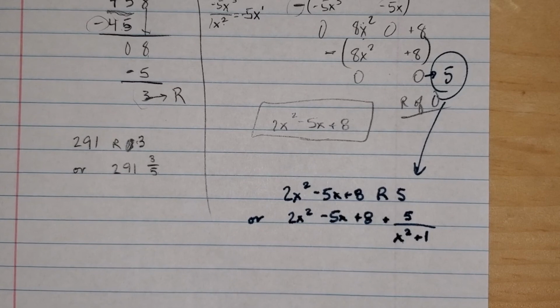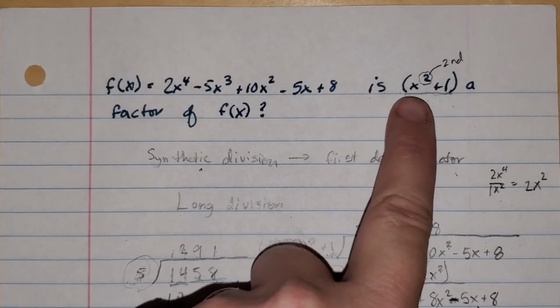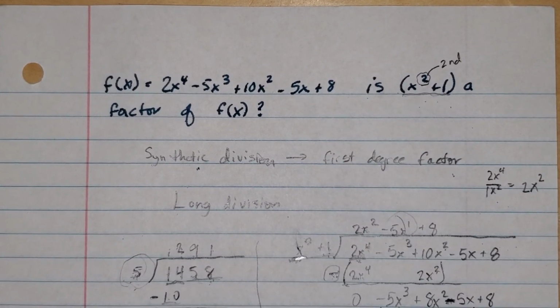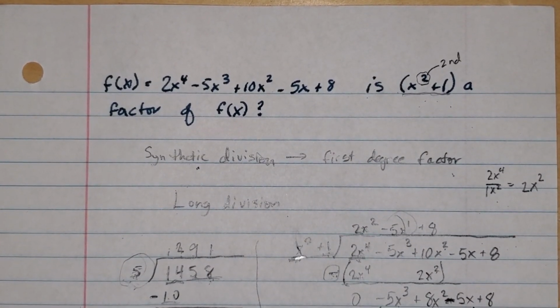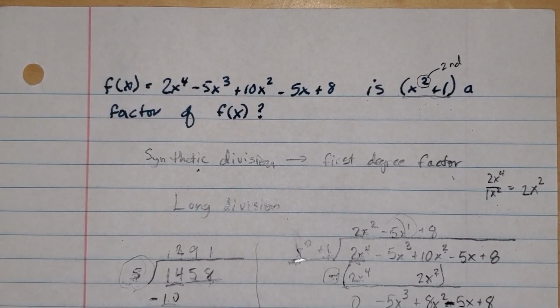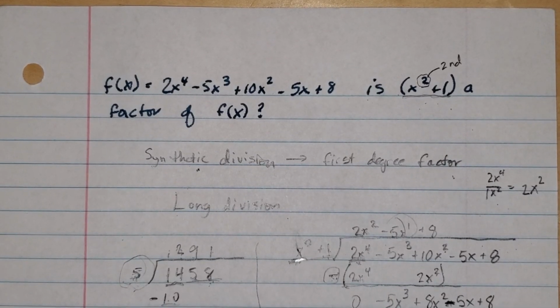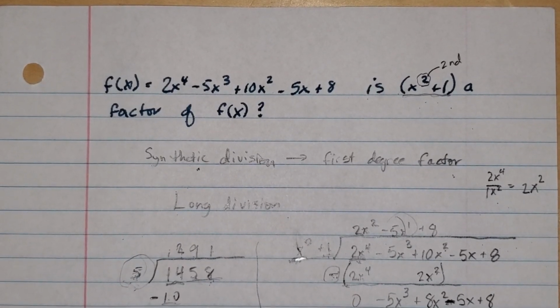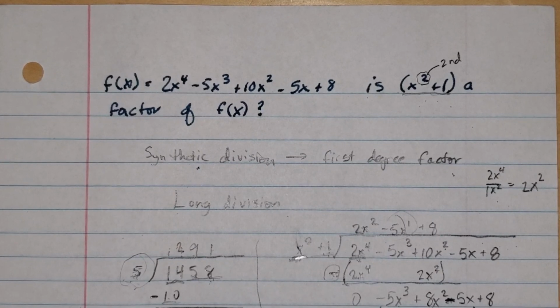Okay, so anyway, long division, you have to use it anytime you're dividing by something that is a power of 2 or more. Okay, so if you're dividing by x cubed, x squared, x to the 4th, you have to use long division. If you're dividing by x to the 1st power, you can use synthetic division because it's quicker.